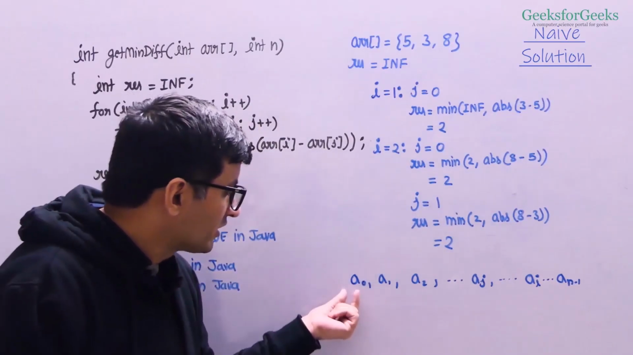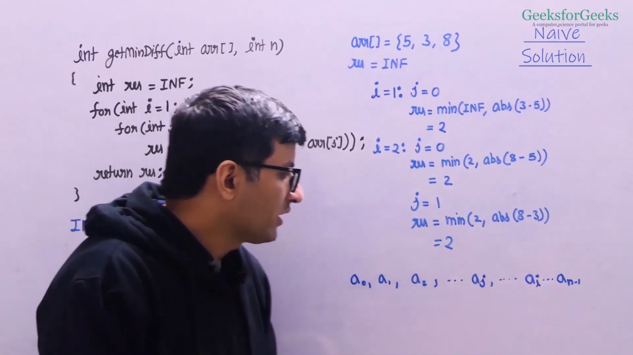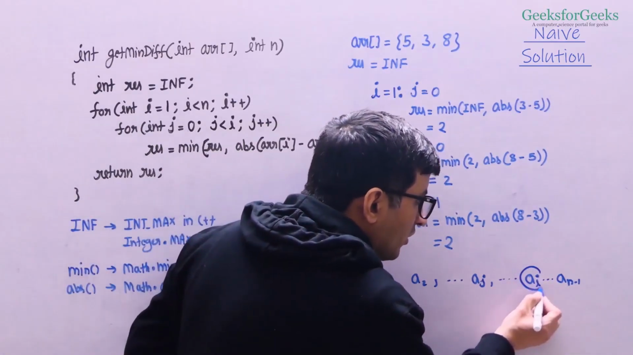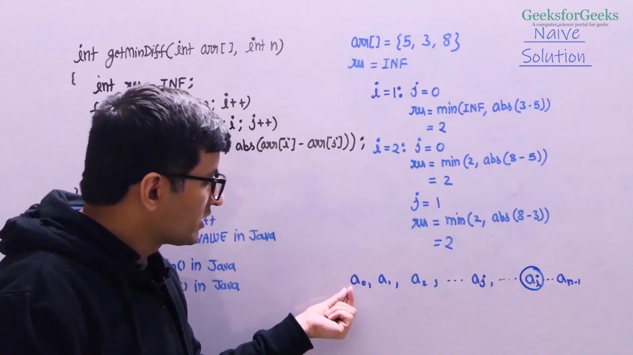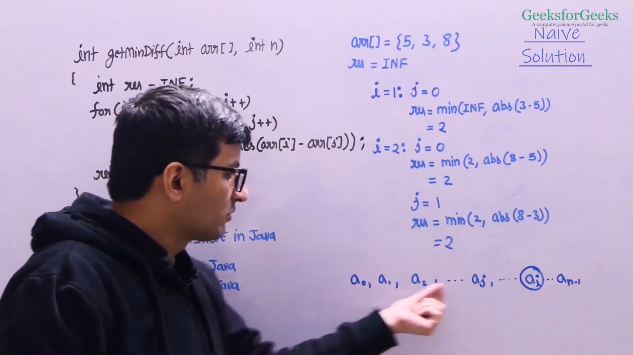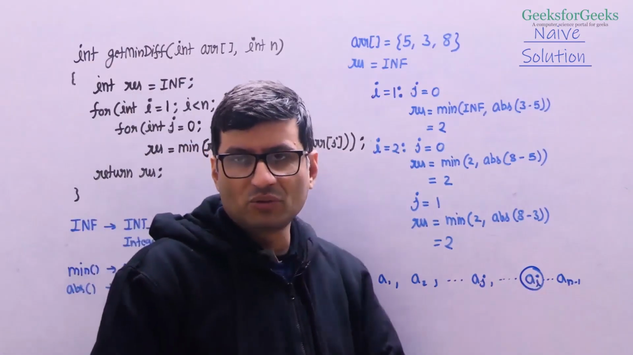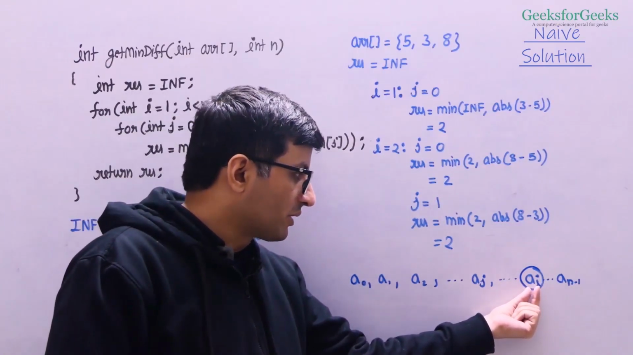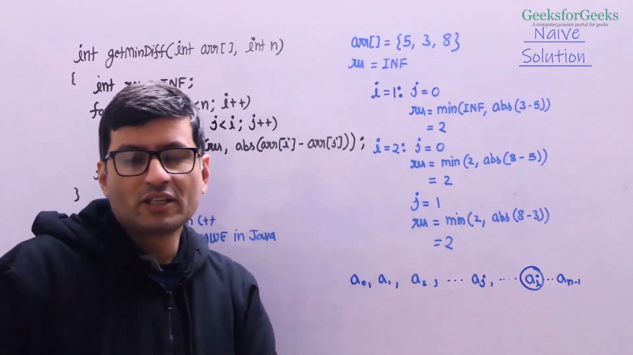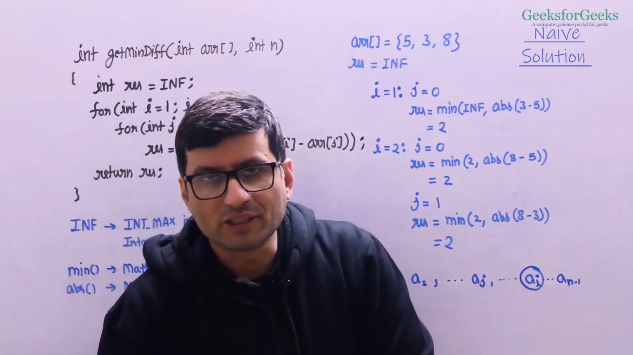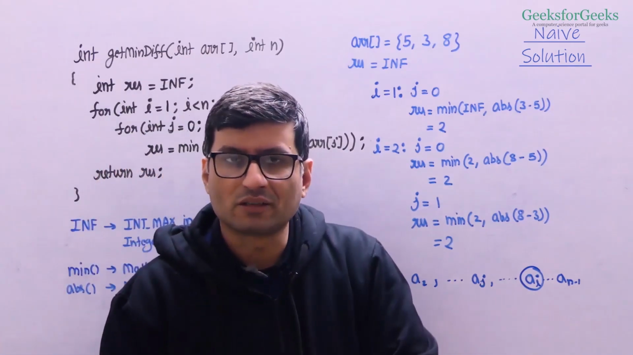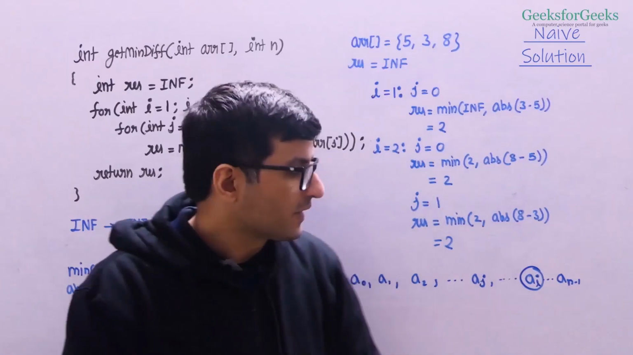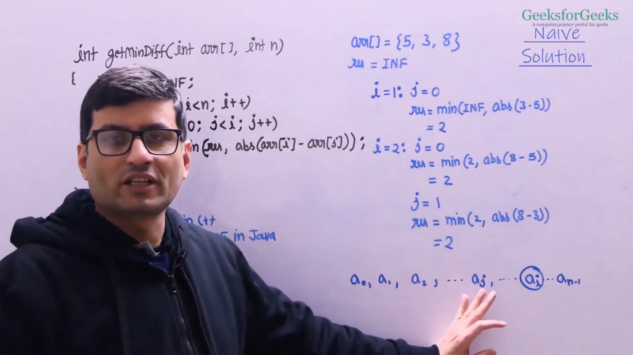So if you have an array like this, a0 to an minus 1, and if you are at element ai, you are going to consider every element aj from a0 to ai minus 1 to consider every pair. And you are going to find the difference between ai and aj, right? You are going to find the absolute value of this difference and then compare it with the result so far.